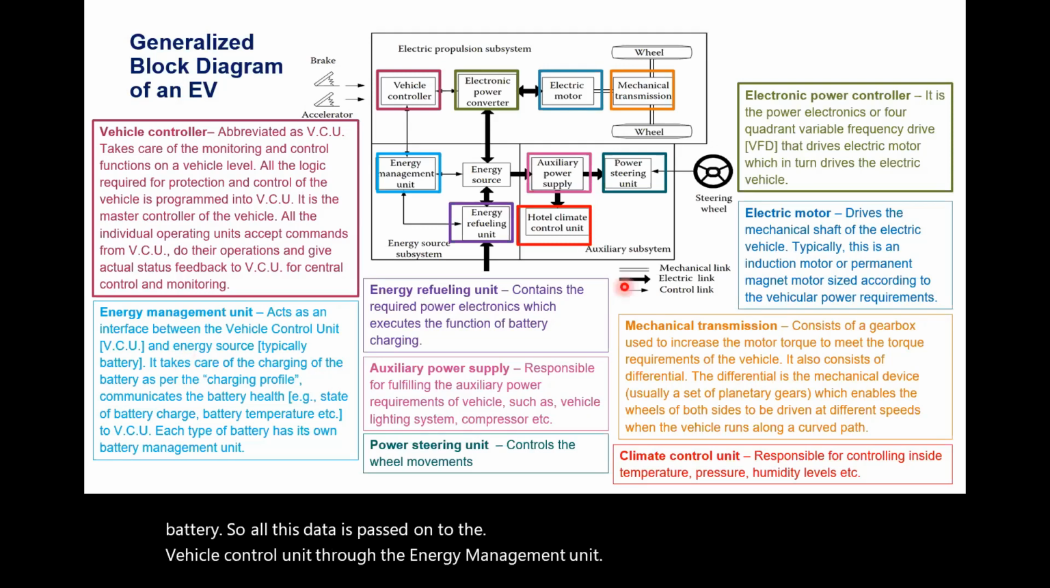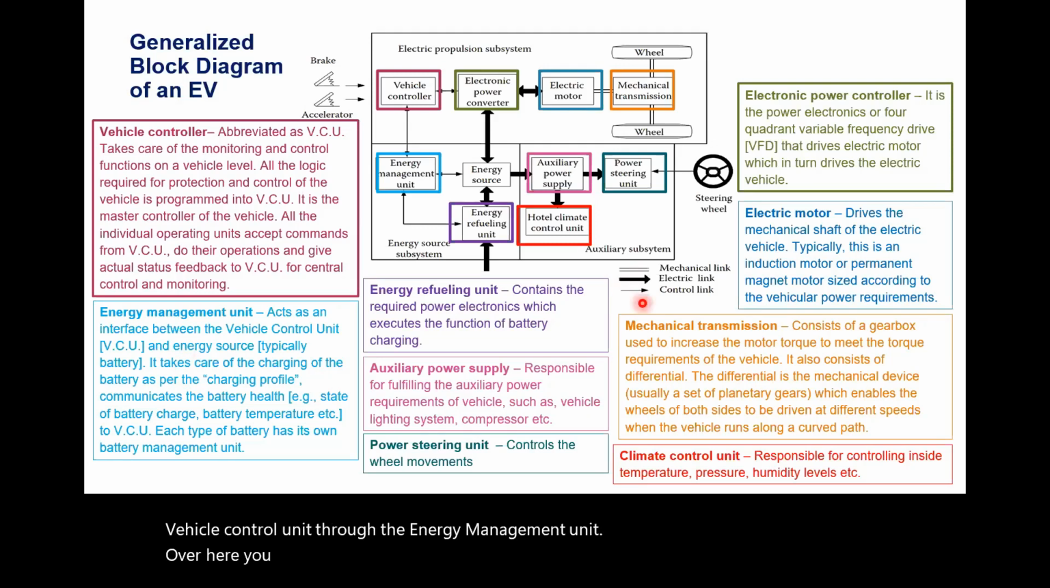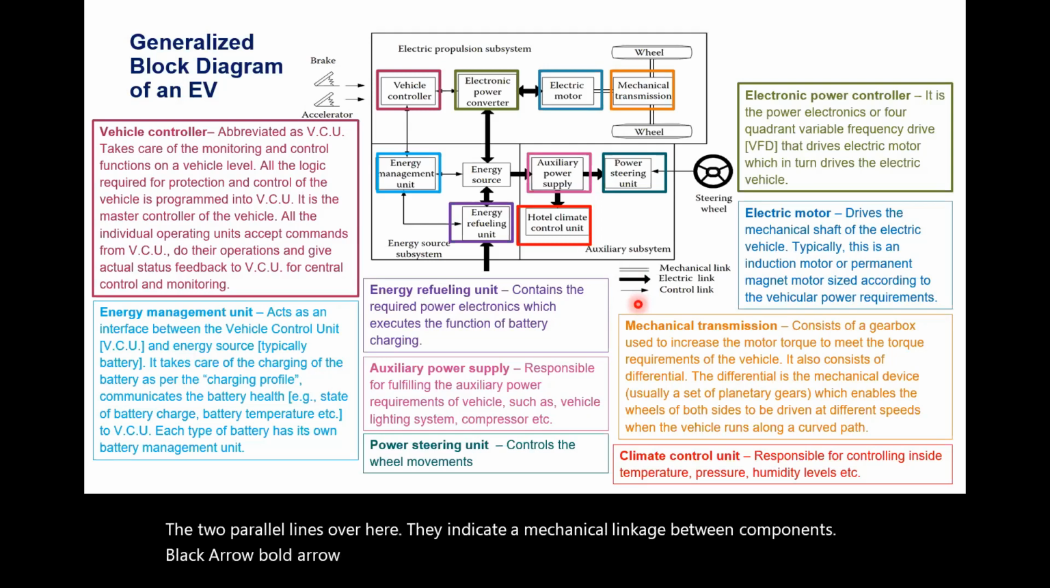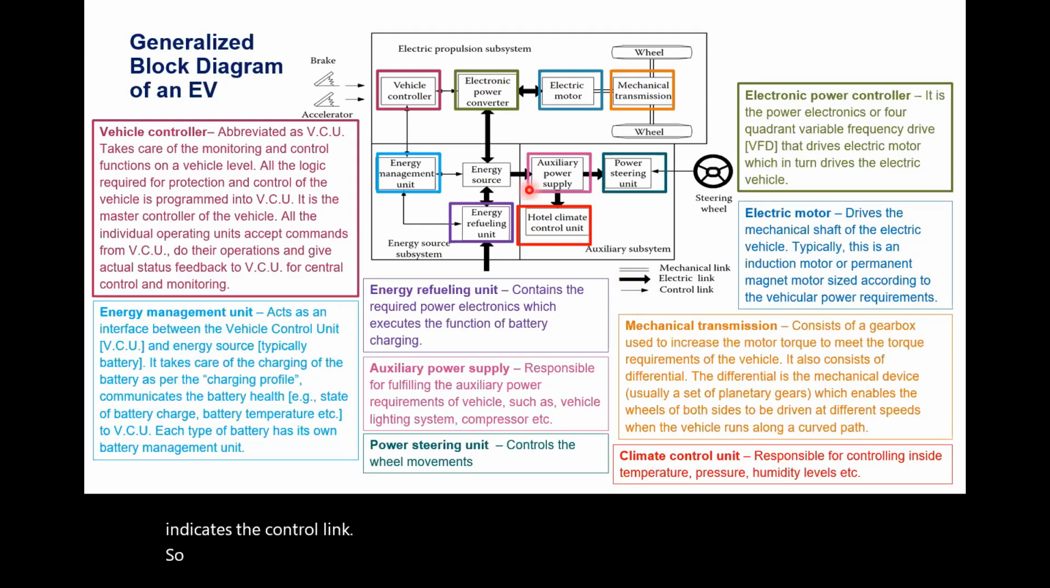Over here you see there are three symbols used. The two parallel lines indicate a mechanical linkage between components. The bold black arrow indicates electrical linkage between components, and a single arrow indicates the control link. So all these symbols are used within this block diagram.